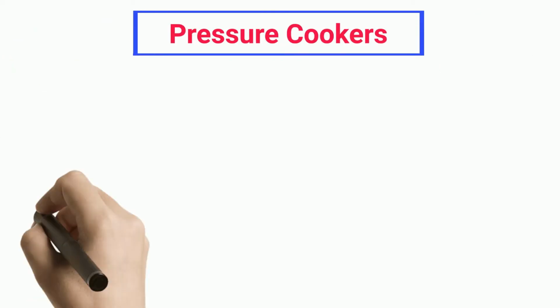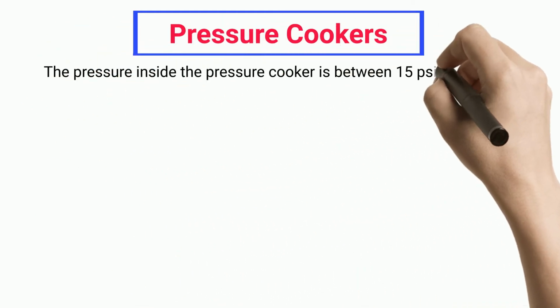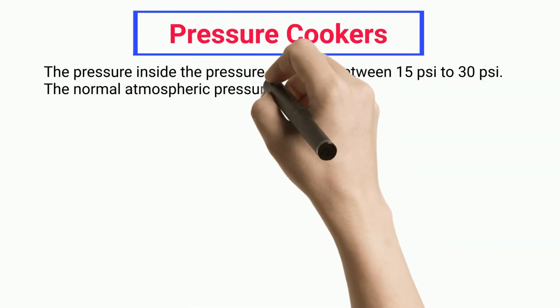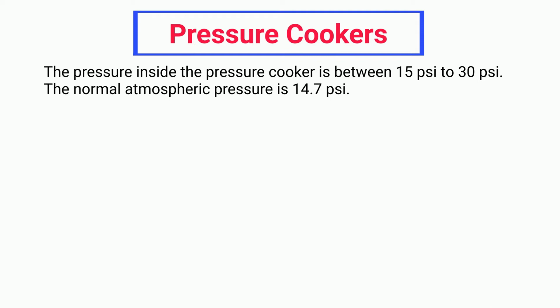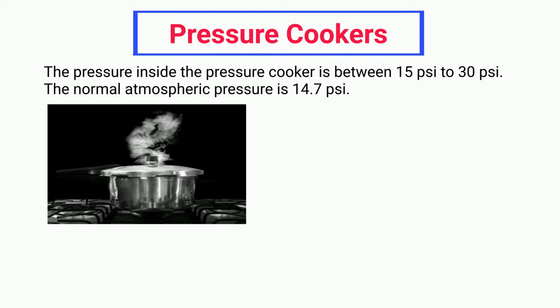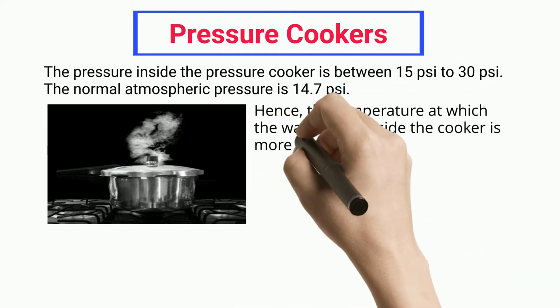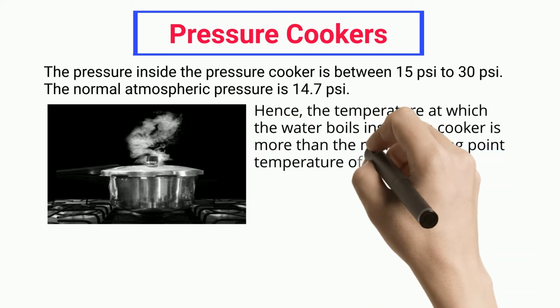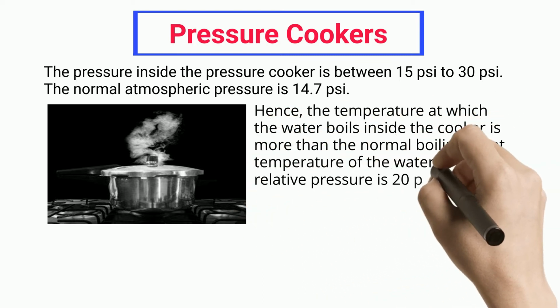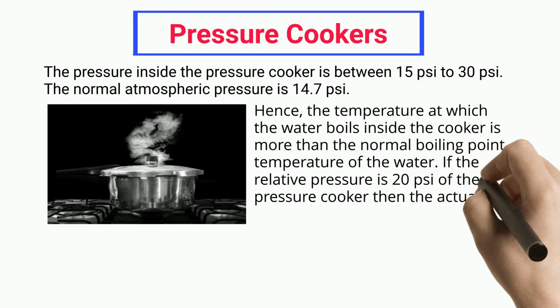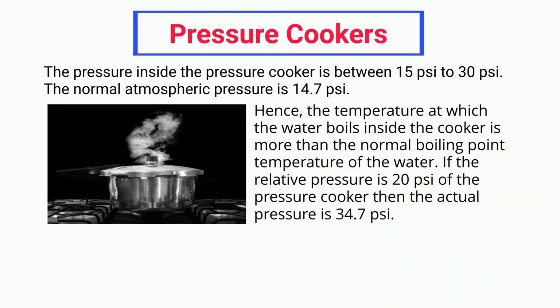Pressure cookers. The pressure inside the pressure cooker is between 15 psi to 30 psi. The normal atmospheric pressure is 14.7 psi. Hence, the temperature at which the water boils inside the cooker is more than the normal boiling point temperature of water. If the relative pressure is 20 psi in the pressure cooker, then the actual pressure is 34.7 psi.